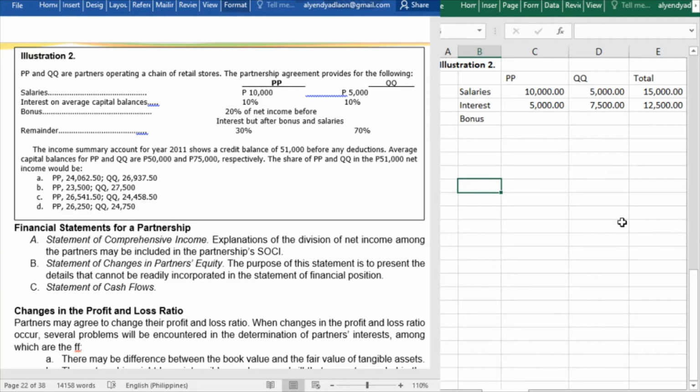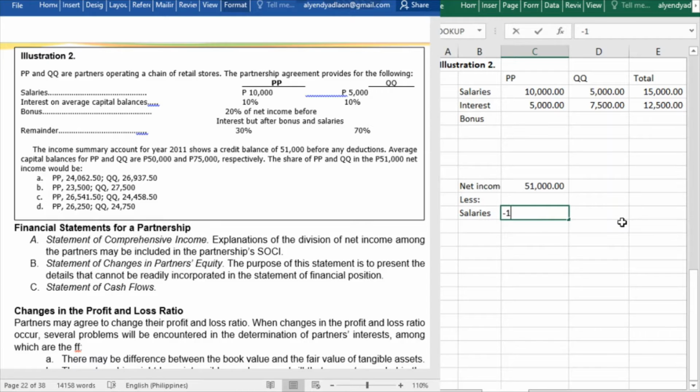So let's say, for example, we have here the net income of 51,000. Since that is before interest, we don't have to deduct the interest. What we are going to deduct here is the salaries, because it is stated in the agreement. So the total salaries is 15,000 pesos.